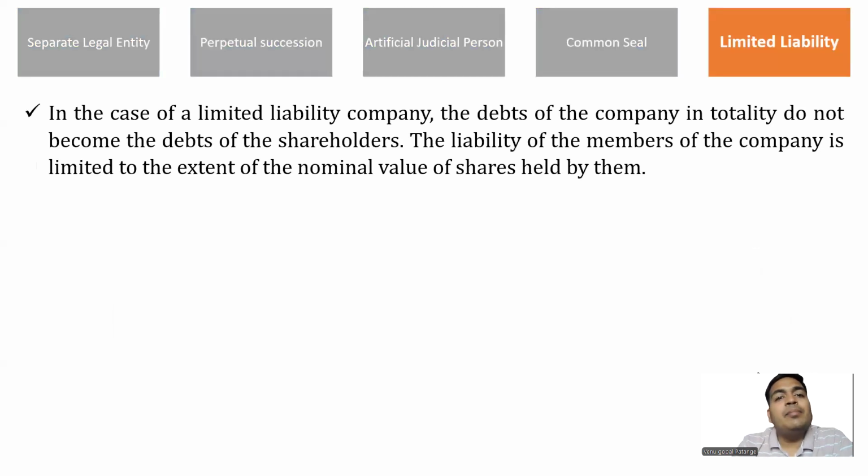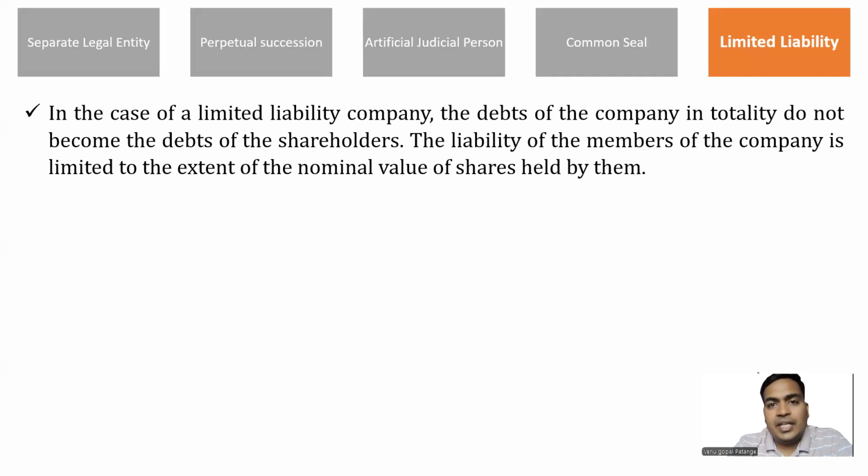Lastly, we are left with limited liability. We have three types of company based on liability, which we'll look at while discussing classification of companies based on liability. Here we will take the reference of that. So based on liability, there are three classifications of companies. One is limited by shares. Second is limited by guarantee. Third is unlimited company.